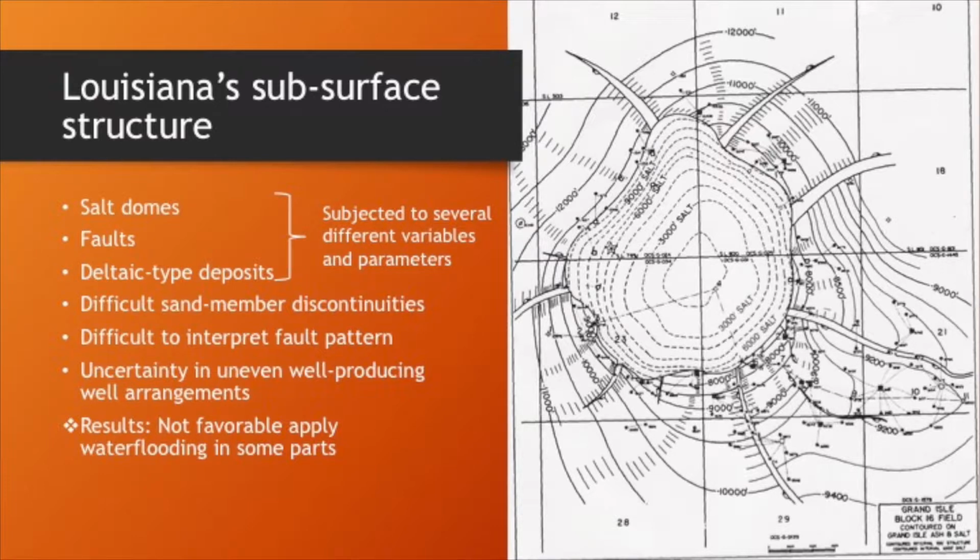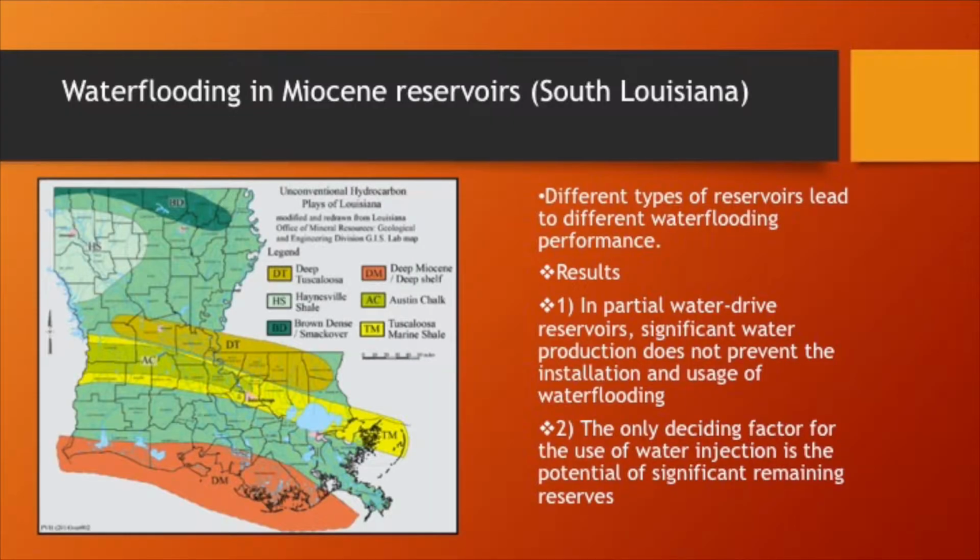Here in South Louisiana, water flooding is not as favorable as in other areas due to difficult sand member discontinuities, difficult-to-interpret fault patterns, and uncertainty in uneven producing well arrangements. Different types of reservoirs can lead to differences in water flooding performance, some of which are unexpected and yield a very effective process while others are not.